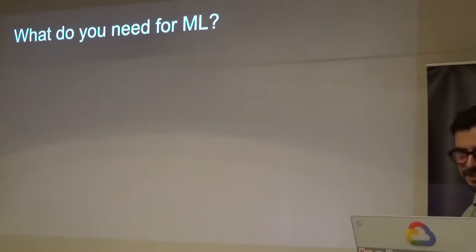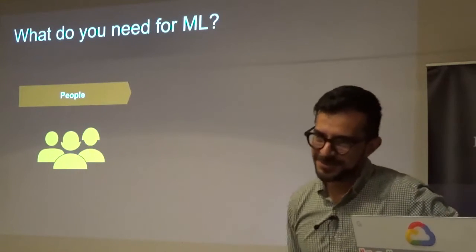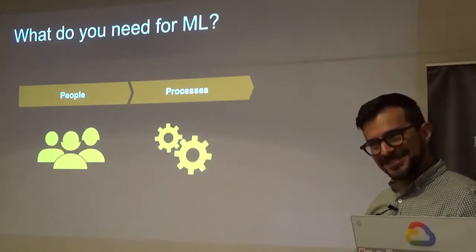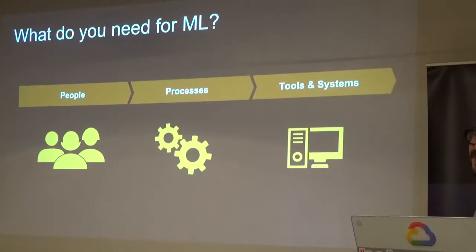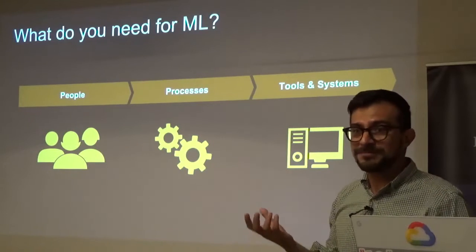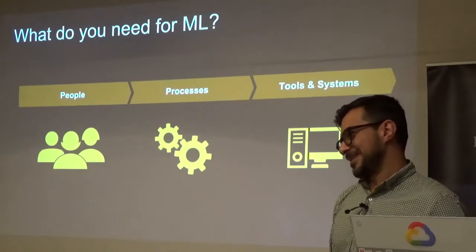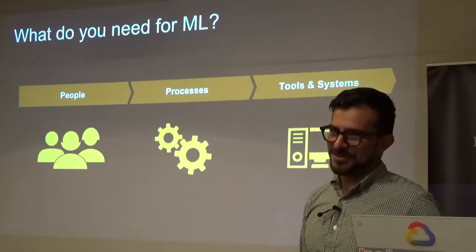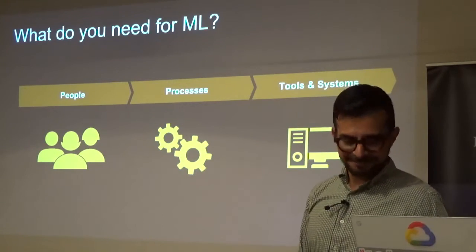So what do you need for machine learning? There are three main things. You need people, of course, processes, and tools and systems. And actually, all three are very important. If you don't have one of them, very likely you may not be able to do machine learning, even if you want to, and even if the problem is great.